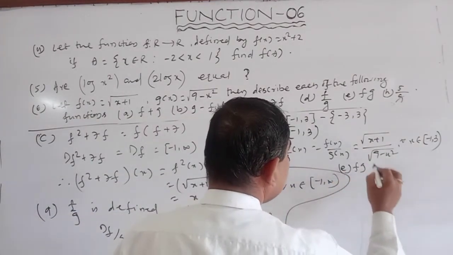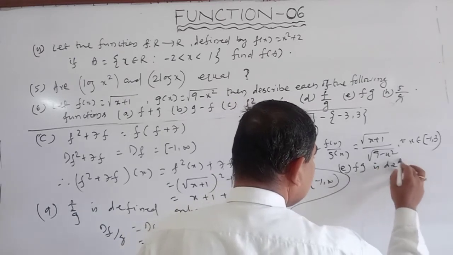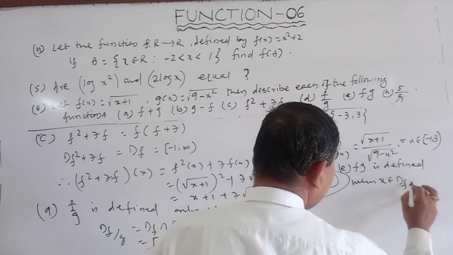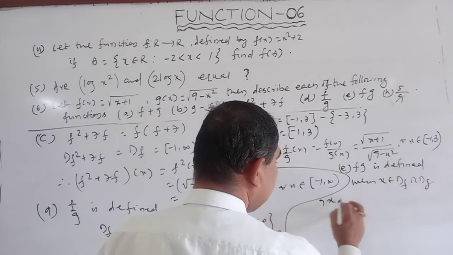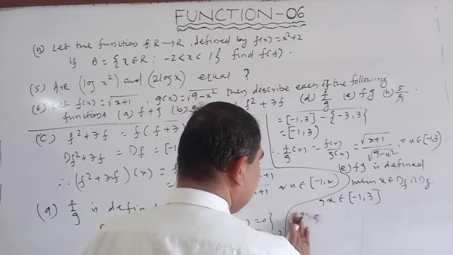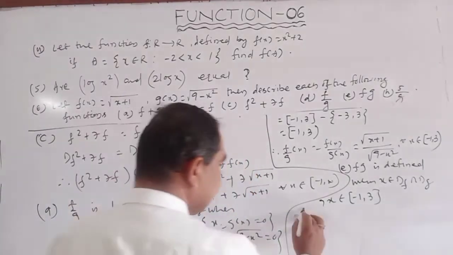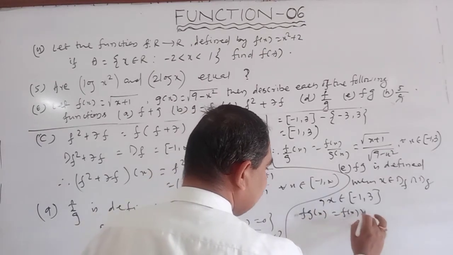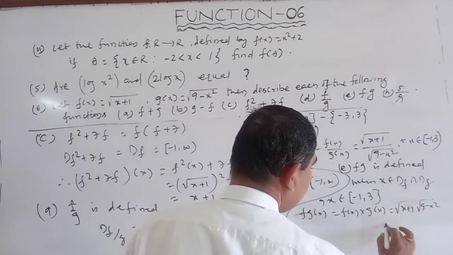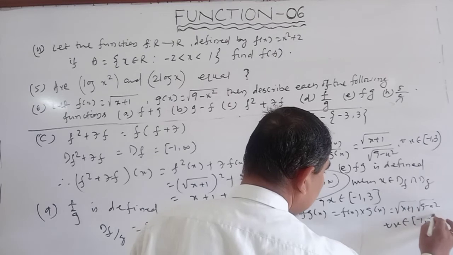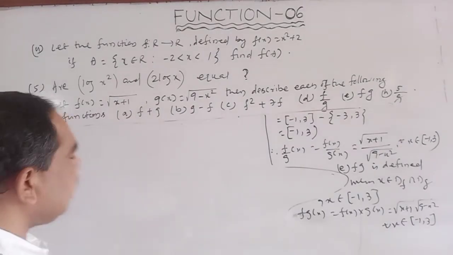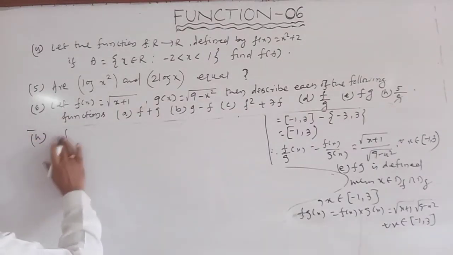Okay, e: fg is defined when x belongs to domain of f intersection domain of g. That implies x belongs to minus 1 comma 3 closed. So fgx is equal to fx into gx, which is root x plus 1 into root 9 minus x square, for all x belongs to minus 1 to 3. Okay. Next h: phi by g.